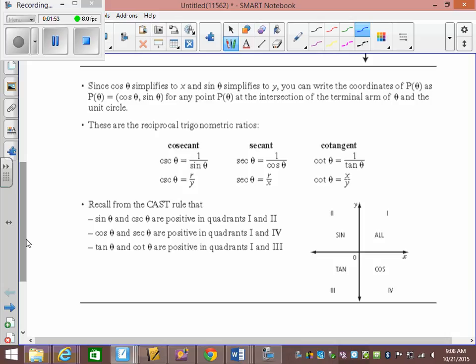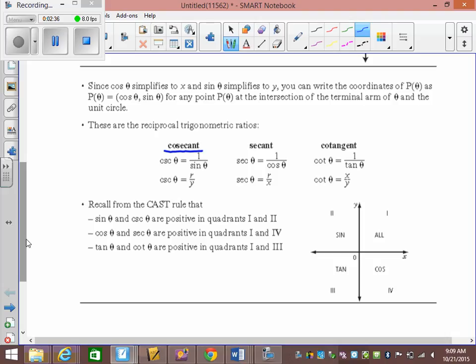Since cos simplifies to x and sine simplifies to y, you can write the coordinates of P theta as cos theta, sine theta, which we went over yesterday. This is where it becomes new, and I don't remember if you guys were showing it last year because you're the APs, but cosecant is 1 over sine. So all that would do is you'd take whatever sine is and it would flip, right? It would become the reciprocal. So instead of y over r, cosecant is r over y. Secant is the opposite of cos, so 1 over cos. So it would be r over x. And then cotan is 1 over tan, so it would be x over y instead of y over x. They flip, right? They're the reciprocals of each.